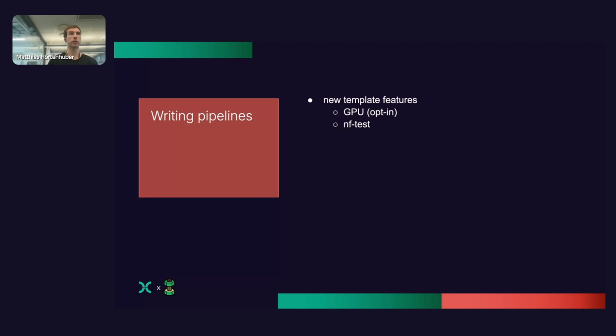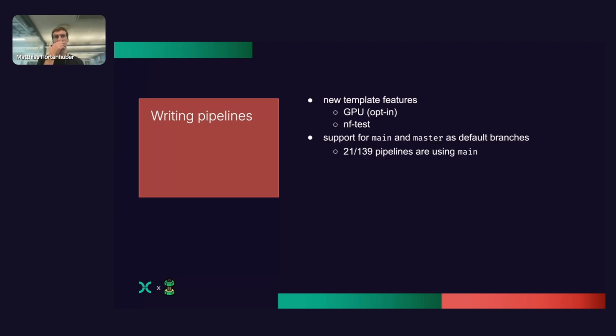Speaking of tests, nf-test was also added as a template feature since last year. Again, these features mean you can have them, but you don't need to have them in your template or in your pipeline if you are not an nf-core pipeline. With the GPU, we actually have already one in release, and there are several other pipelines in preparation to use GPU support to run their code faster or in a more optimized way. Or for some, it is the only way to run the code.